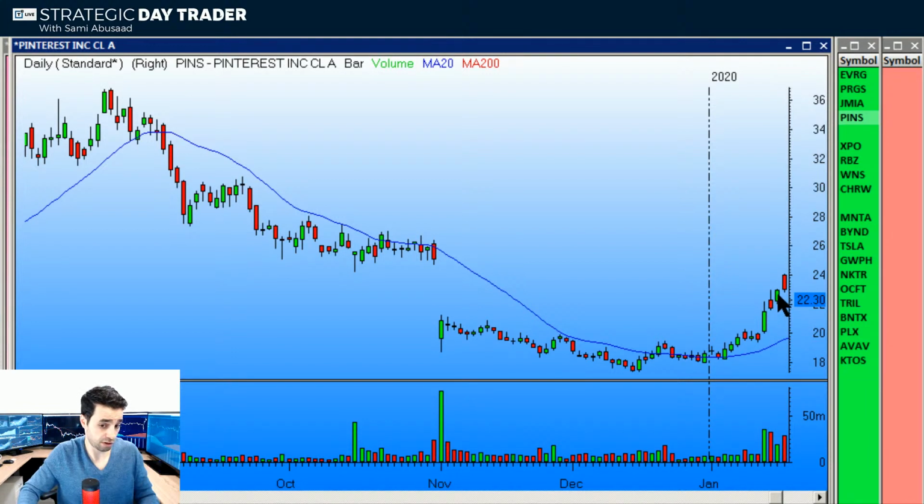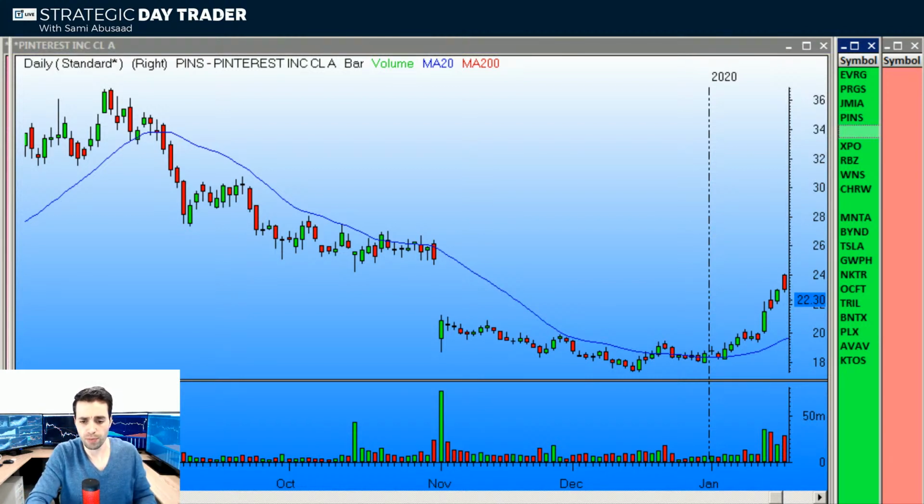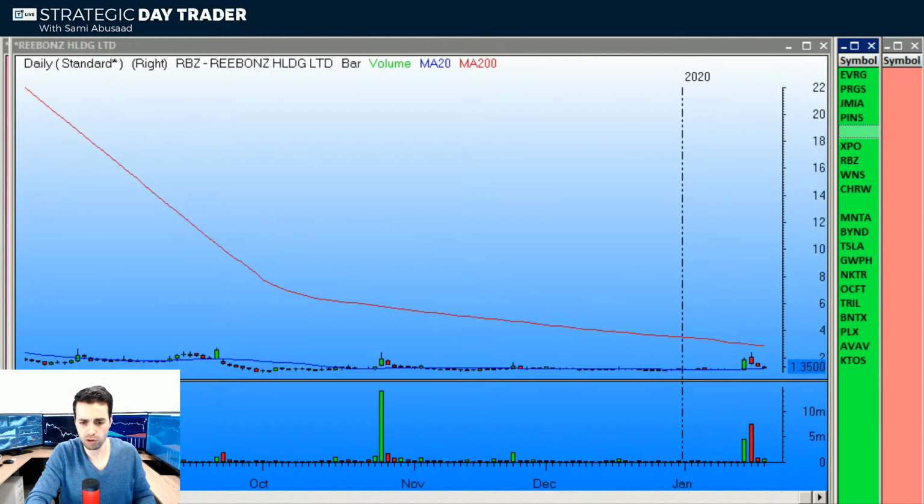Next on the list was PINS, which was not today, the day before. So up, green bar, away from the 20, and then a gap up. That's a little novice. Was it a good novice gap? No, it wasn't a good novice gap, but it was novice. So, okay, continuing on.